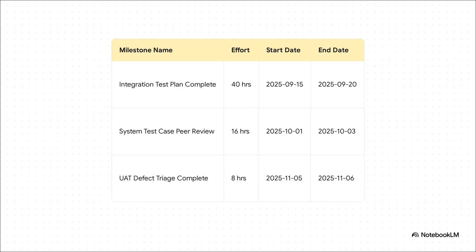And this is what it looks like. This is the goal, a clear, simple table. Each milestone gets a name, like Integration Test Plan Complete. You can see the effort involved, and you've got a crystal clear start and end date. This right here becomes the single source of truth for your whole team, for your boss, for your client. There's no more ambiguity, no more, oh, I thought you meant. Everyone knows exactly what needs to be delivered, and by when.